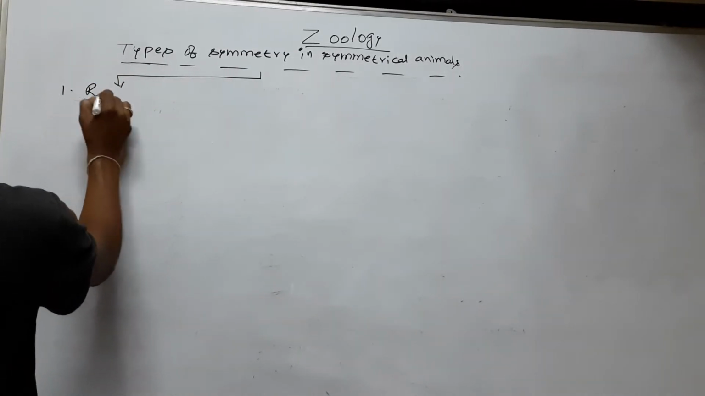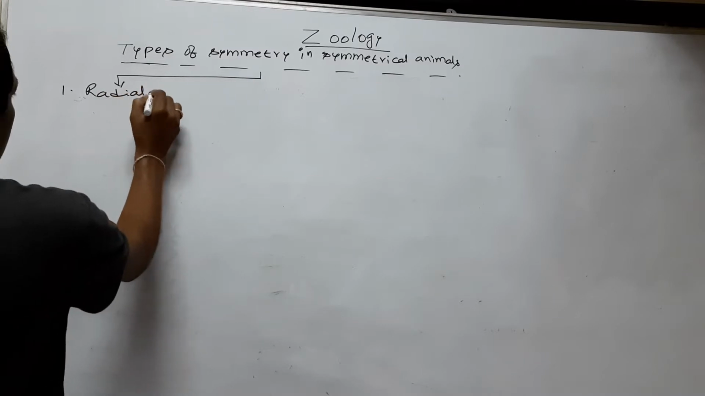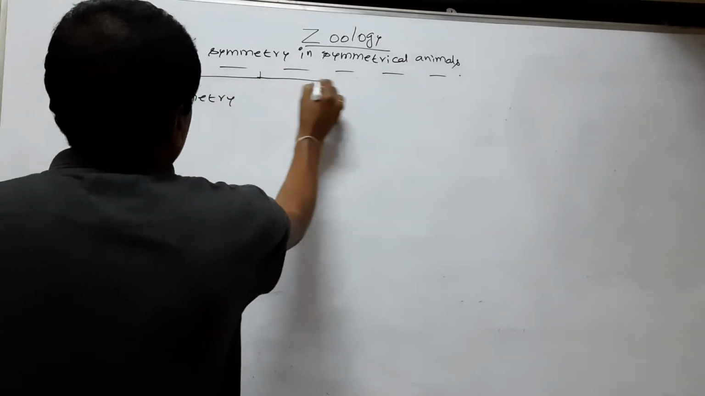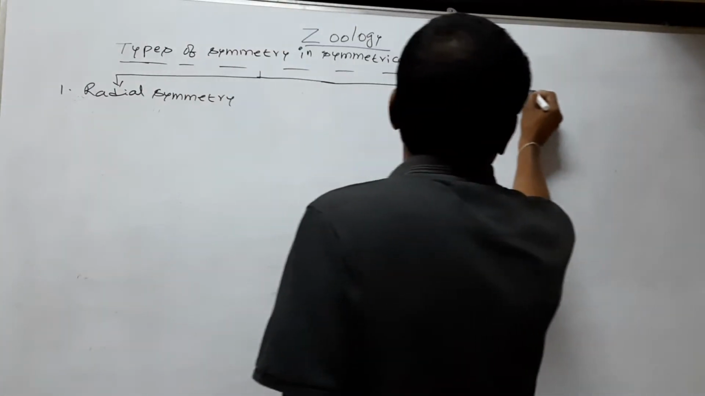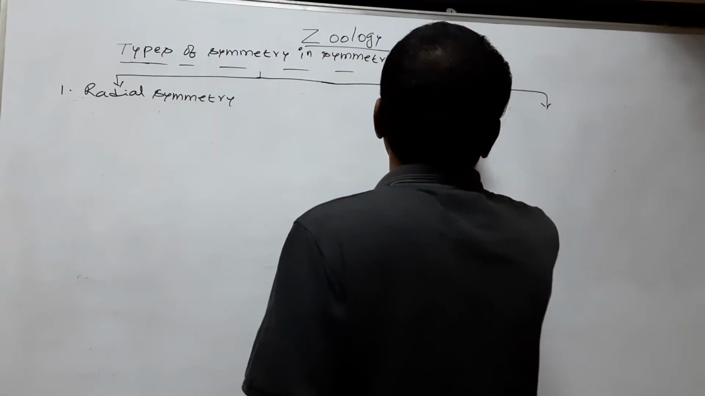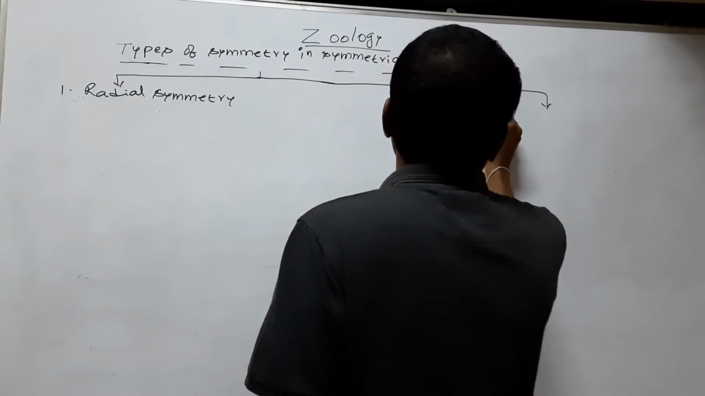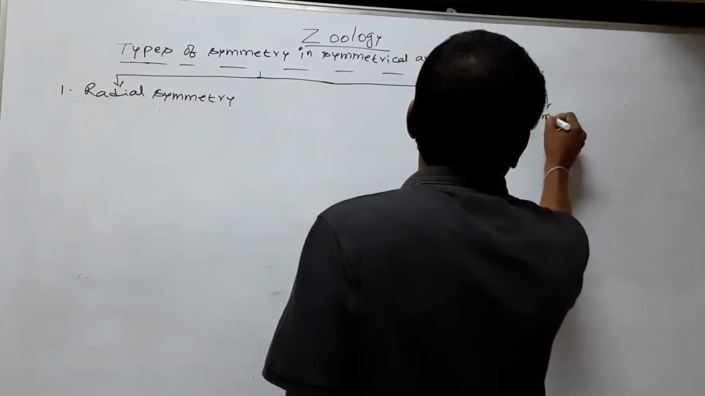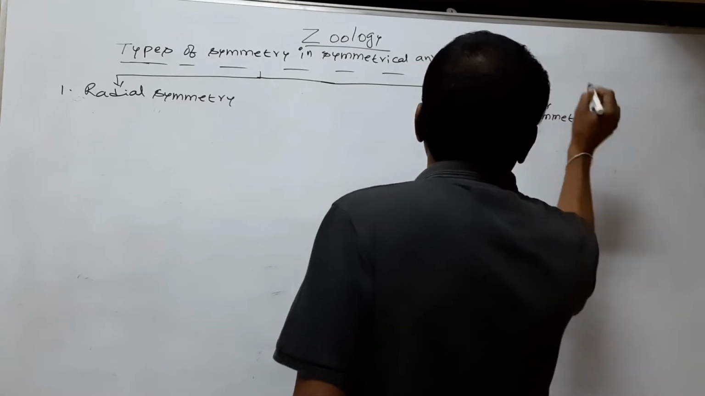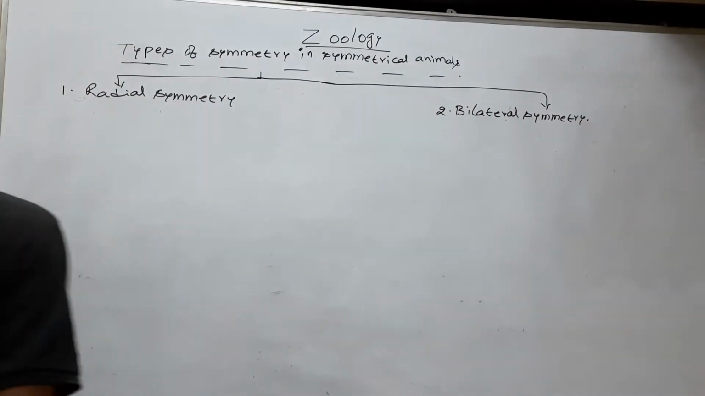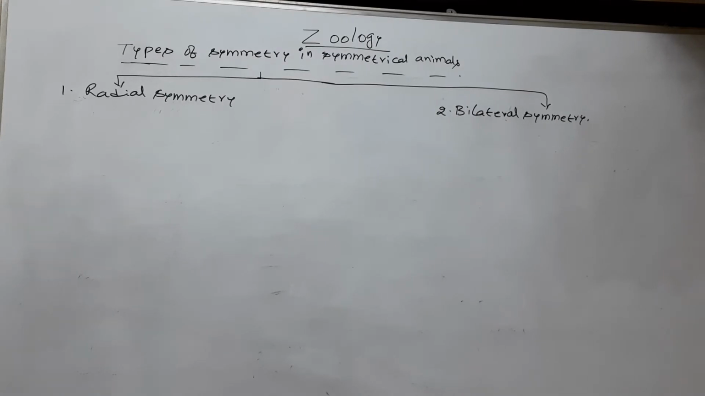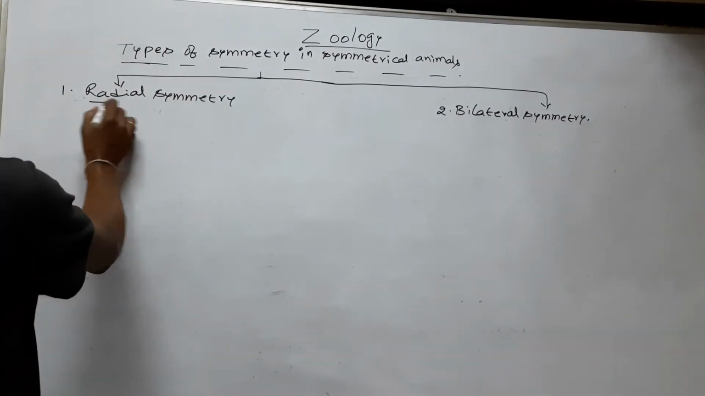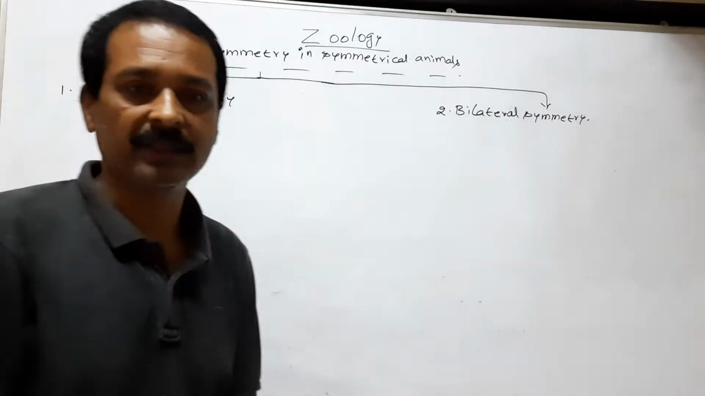One is radial symmetry and the second one is bilateral symmetry. So symmetry is of two types, radial symmetry and bilateral symmetry, in symmetrical animals. First we discuss the radial symmetry.